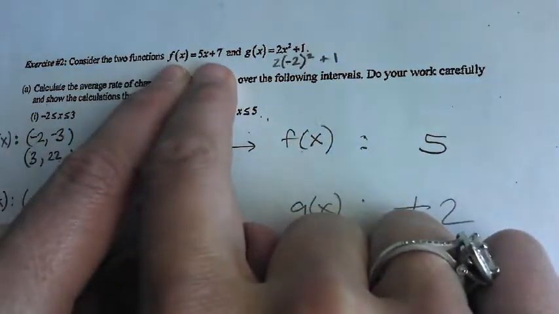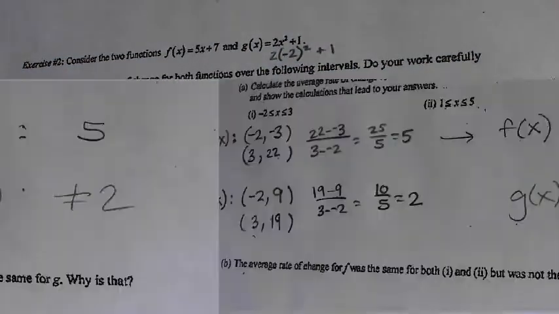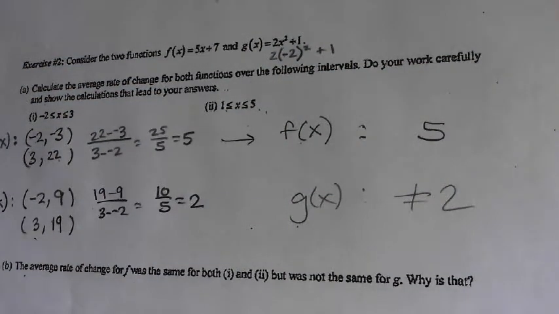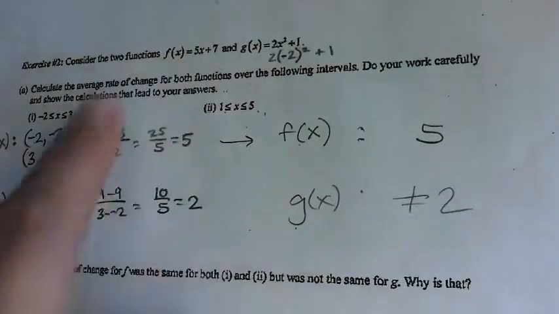Why does the f of x have an average rate of change that seems to be always 5? F of x is linear. Perfect. F of x is a line. That's mx plus b. That's a slope of 5. So it's always going to be 5.